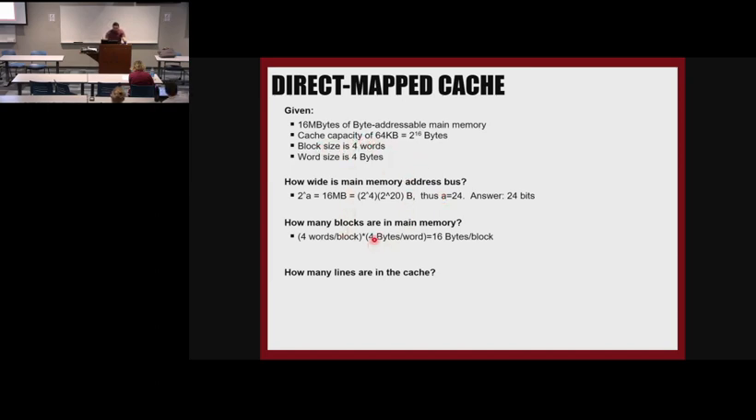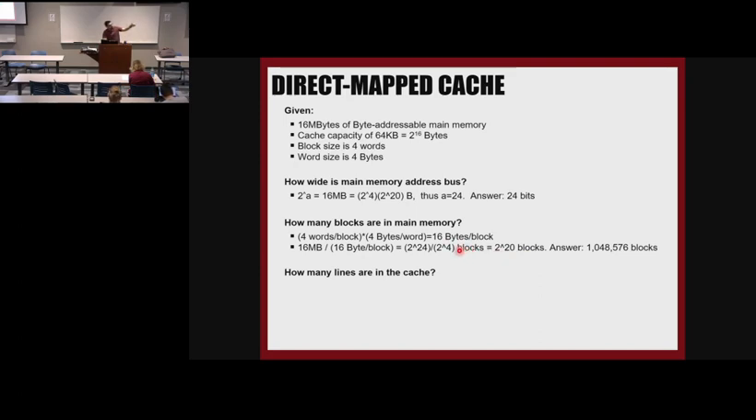And we have 4 bytes in each word. What it means is that we have 16 bytes in each block, right? So we have 16 bytes in each block, and we know that the main memory has 16 megabytes of capacity. So if you divide the 16 megabytes by the 16 bytes per block, we can find how many blocks we have. So you basically find the block capacity.